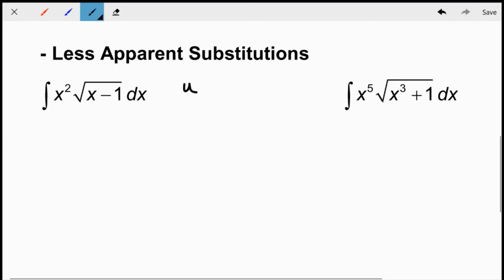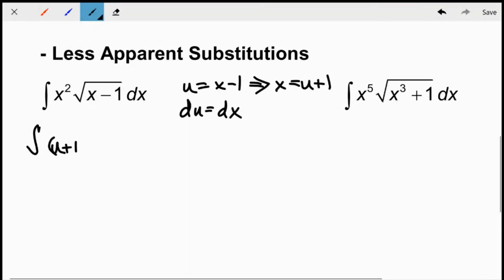So I'm going to say u is equal to x minus 1. My du is dx. And remember, this is also telling me that x is equal to u plus 1. So with that being the case, that means this integral can be rewritten as, for the x's, I'm going to plug in u plus 1. So I have u plus 1 squared times the square root of u, or u to the 1/2, du. And then from there, it's just a matter of expanding this out and going through the integral process.